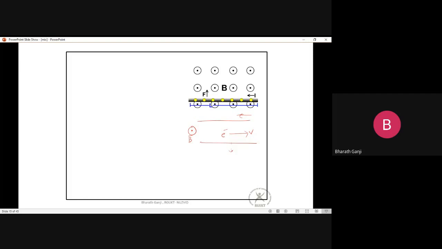Right. V cross B points downwards. But Q into V cross B is the force, so since Q is a negative charge, there is a force which is going up like this. So when such a magnetic force is in this direction, on what is it acting? The magnetic force is on the electrons, that is, on the electrons flowing inside.